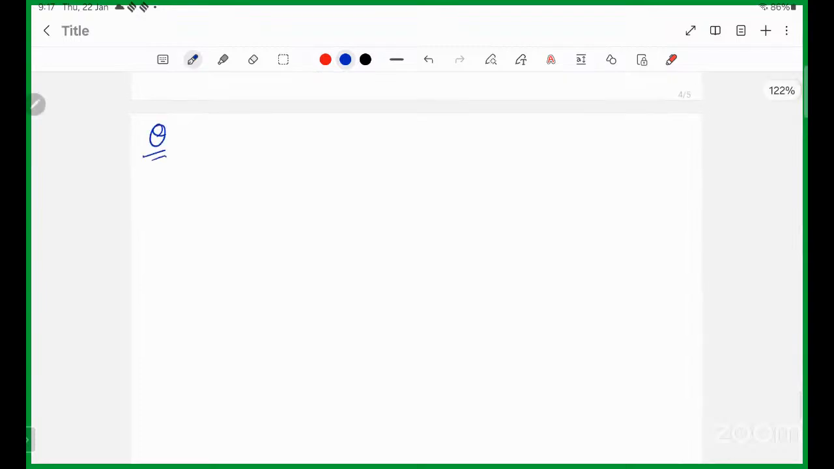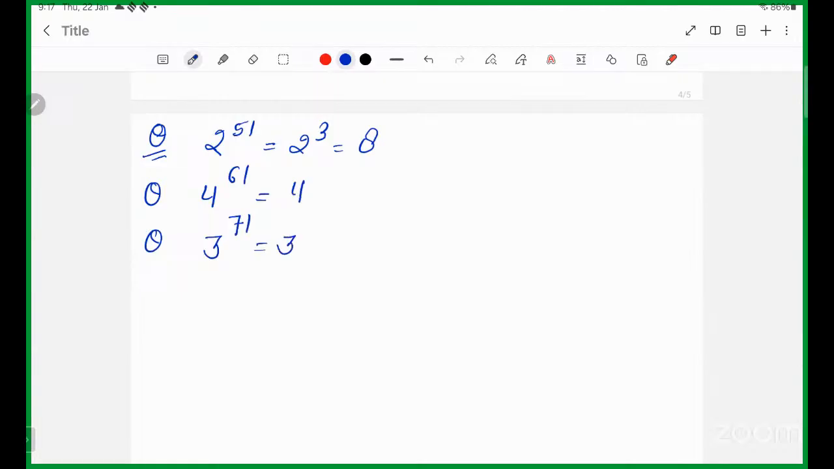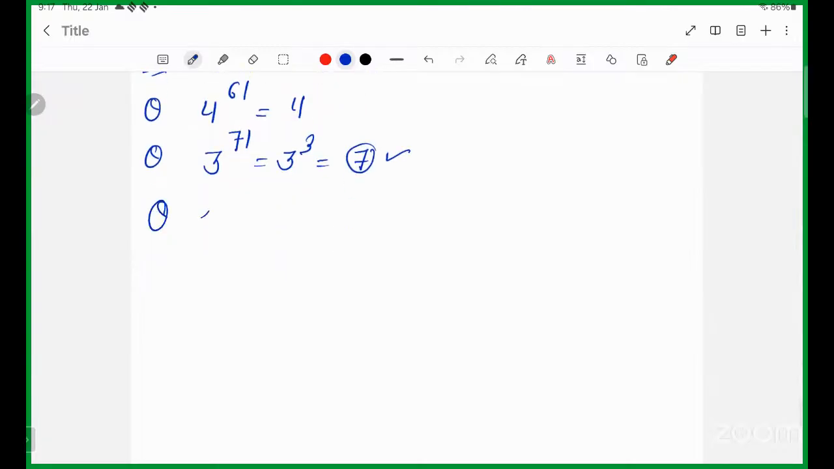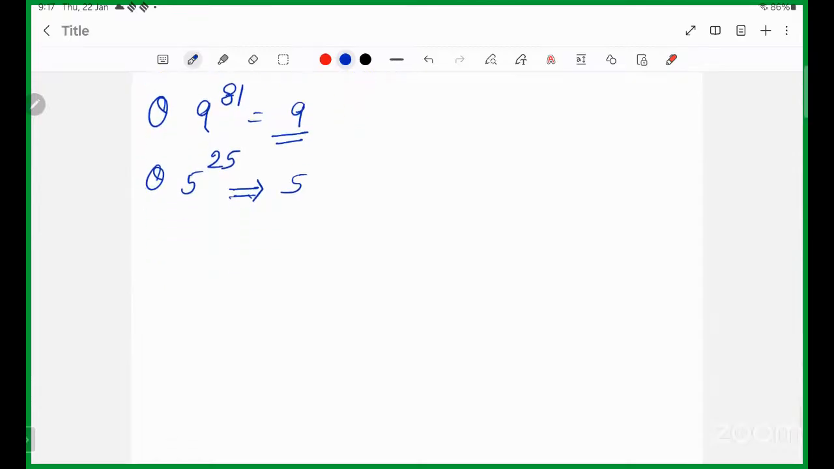We'll solve some more questions. 2 raised to power 51: divide by 4, so it will be 2 raised to power 3, which will be 8. Okay. 4 raised to power 61: odd power is there, so it will be 4. 3 raised to power 71: I will divide it by 4, it will be 3 raised to power 3, which is 27, so unit digit will be 7. 9 raised to power 81: it is odd, so unit digit will be 9. 5 raised to power 25: any power of 5 will always be 5.